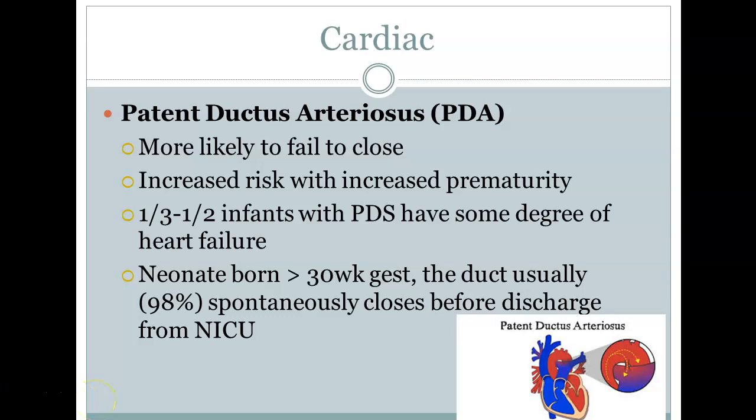So there's a condition called patent ductus arteriosus, and the PDA is the communicating shunt that's between the pulmonary artery and the aorta. And this can become infected and can require antibiotics. This PDA is more likely to fail to close. It's increased risk with increased prematurity, and about 1/3 to 1/2 of infants with PDA, or patent ductus arteriosus, have some degree of heart failure. So neonates that are born before 30 weeks gestation, the duct will usually, on its own, spontaneously, in about 98% of cases, close on their own before discharge from NICU.